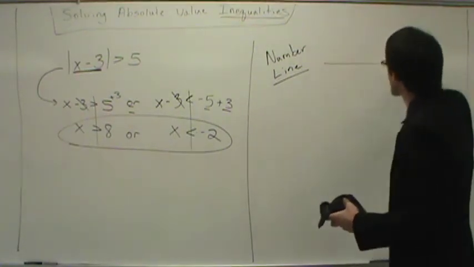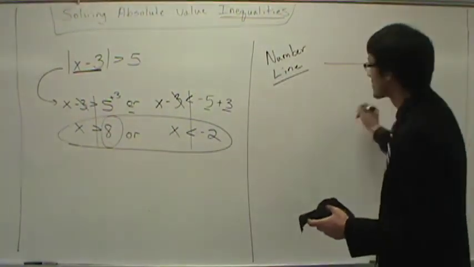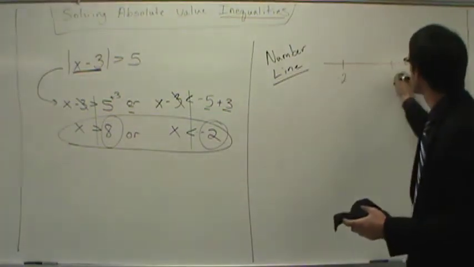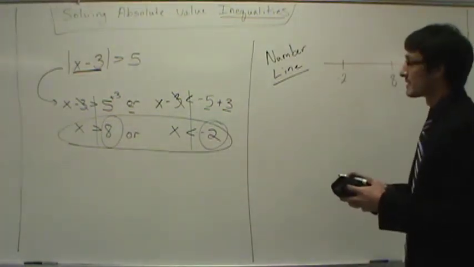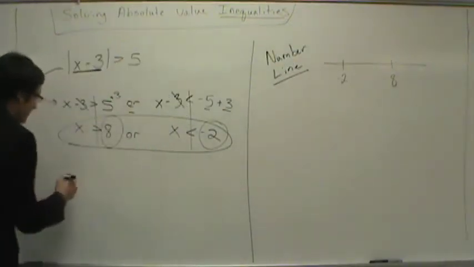Number line. We call this 8. Number 8 is called a critical value, so we're going to mark its location. Negative 2 is also a critical value. We're going to mark its location. Here's negative 2, and here's 8. Now before we go any further, you also need to add this to your notes.